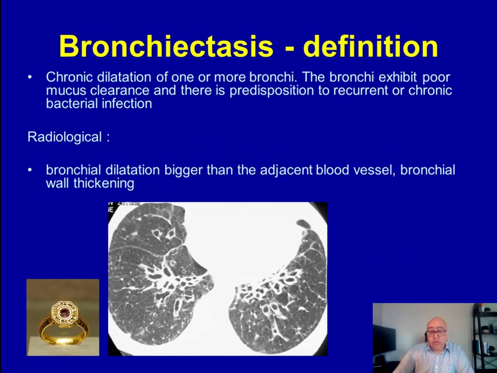Bronchiectasis, as we all know, is chronic dilatation of one or more bronchi, and these bronchi exhibit poor mucus clearance, and therefore people are more likely to get infections, whether acute or chronic, relating to bacteria. Radiologically, the definition is very useful to use in clinical practice. It states that we've got bronchial dilatation, which is bigger than the adjacent blood vessel, and also bronchial wall thickening. That dilatation of the bronchi bigger than the adjacent blood vessel equates to what we know radiologically as a signet ring sign.